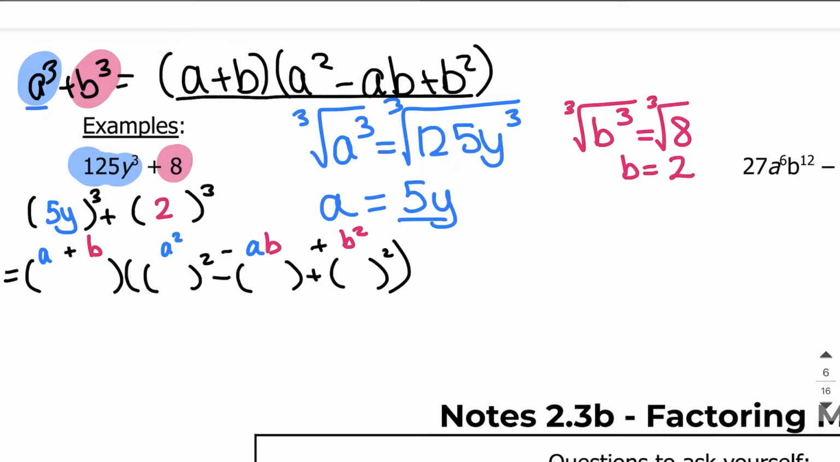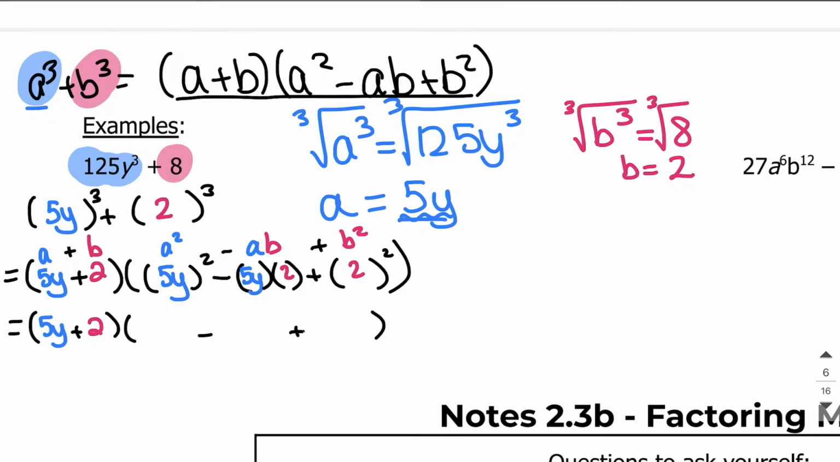Okay, so right here, I know that my a is 5y. So I can say that this is 5y plus, we know that b right here would have to be 2. And then here, I would say that this is 5y squared minus 5y multiplied by 2 plus 2 squared. Now I'm just going to evaluate some of these things. So this is just going to be 5y plus 2. There's nothing really to evaluate in my first bracket, but I'm going to figure out what each one of these numbers is.